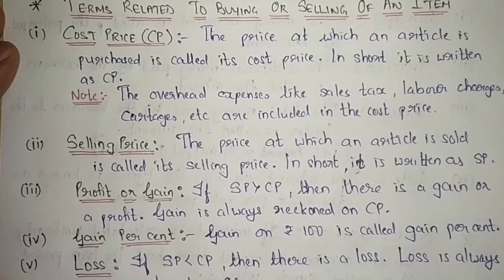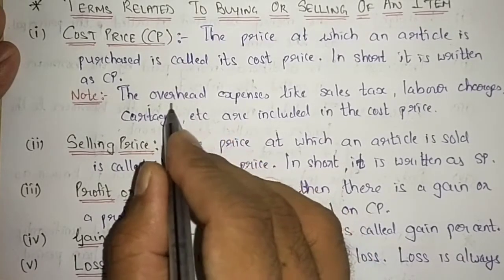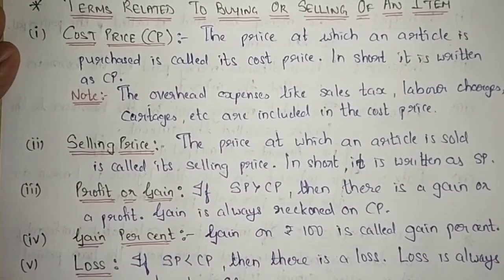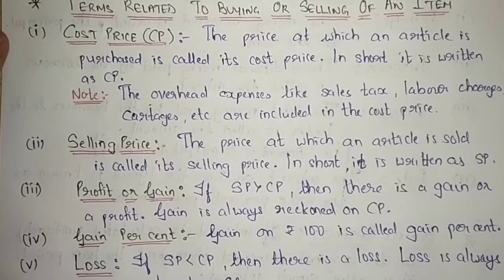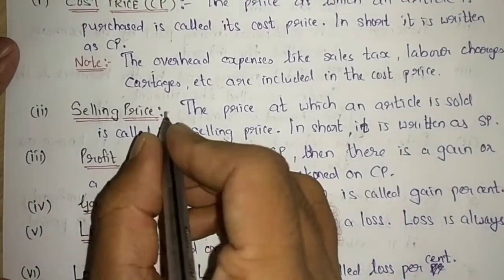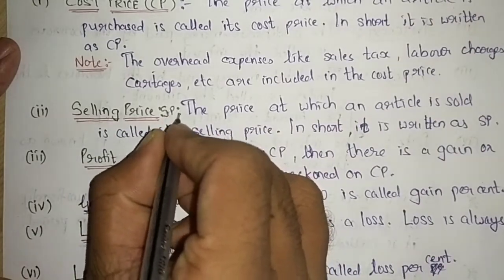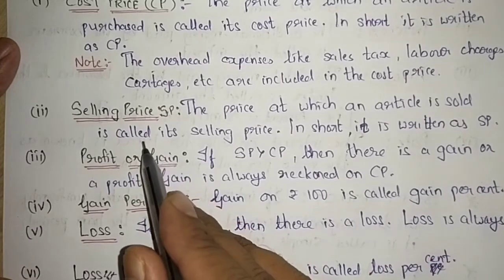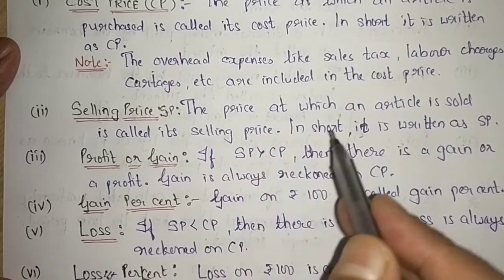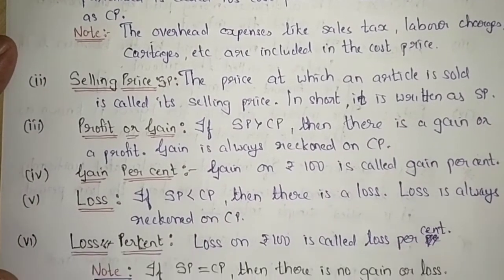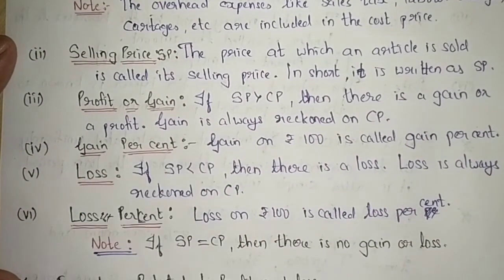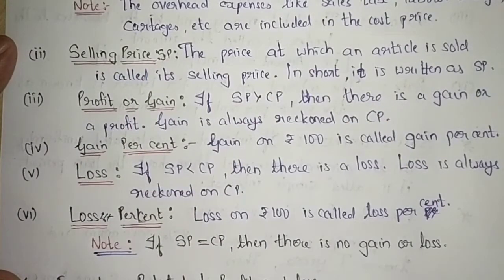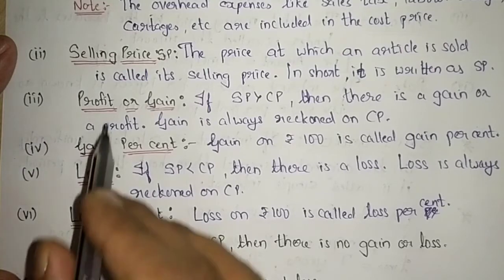Hope you are understanding. In short, whatever the overhead expenses are, they will be included in the cost price. Coming to selling price, the short form is SP. The price at which an article is sold is called its selling price. In short, we write it as SP. The car which I am selling, if I am selling it for 7 lakh, right? So 7 lakh will be my SP.